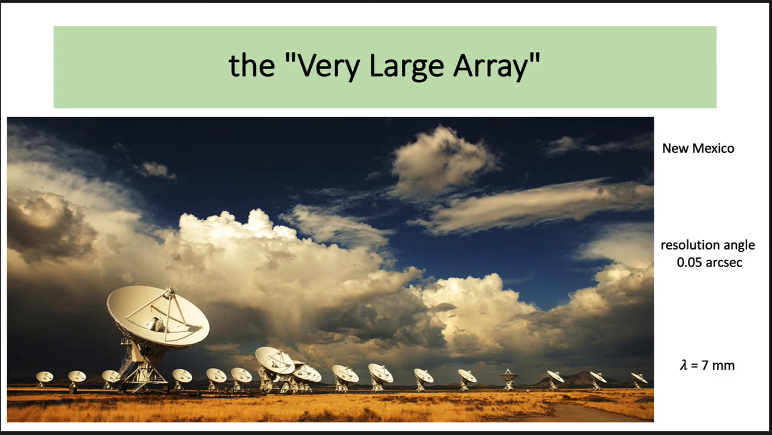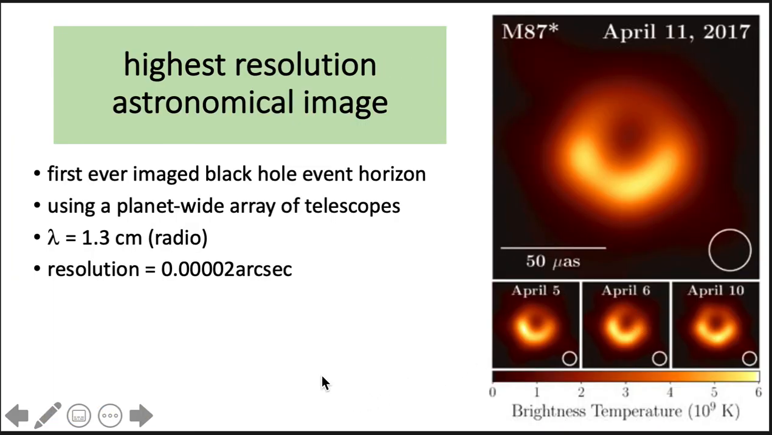Last thing I want to mention is the highest resolution astronomical image, just recently recorded a couple years ago, in 2017. This is an image of a black hole event horizon, and it used an array of telescopes across the whole planet. So that's really maximizing. And the resolution is about 0.00002 arc seconds.